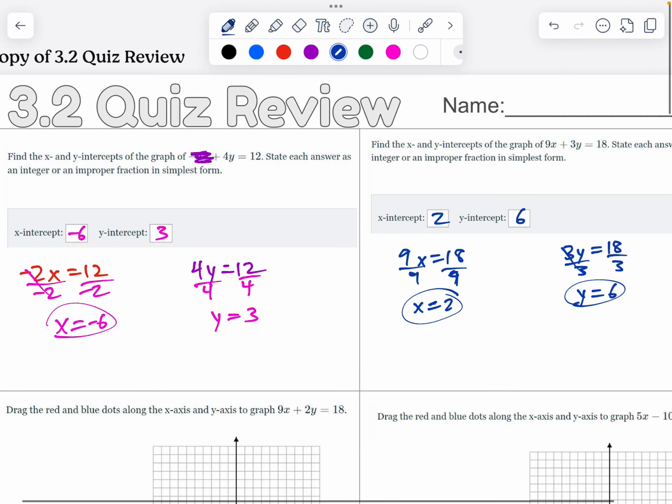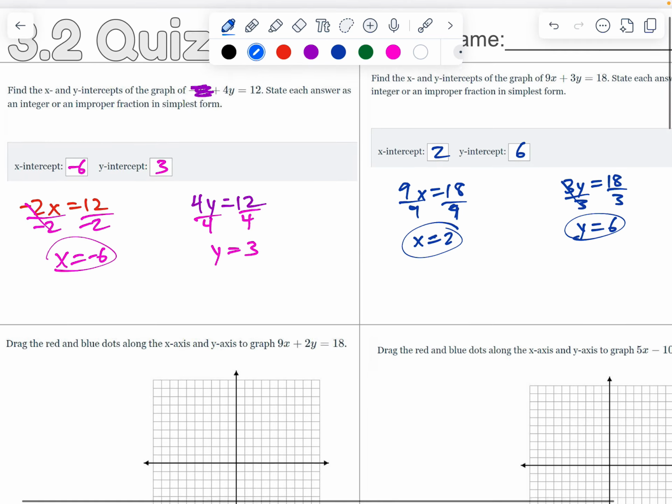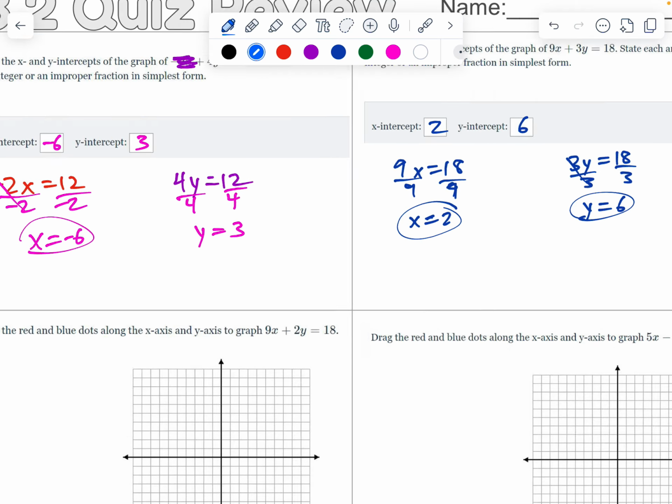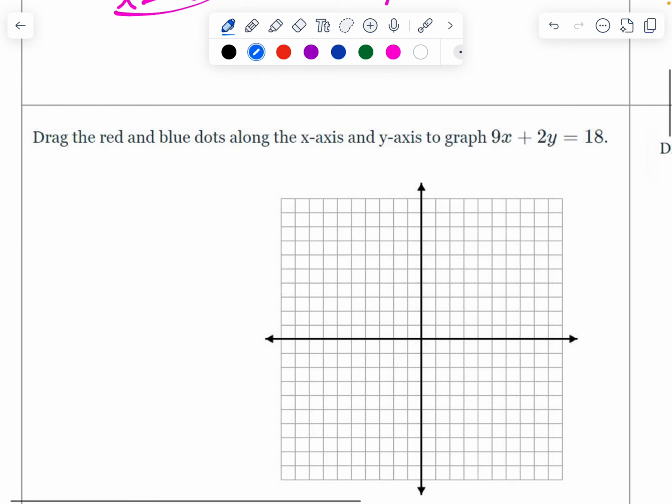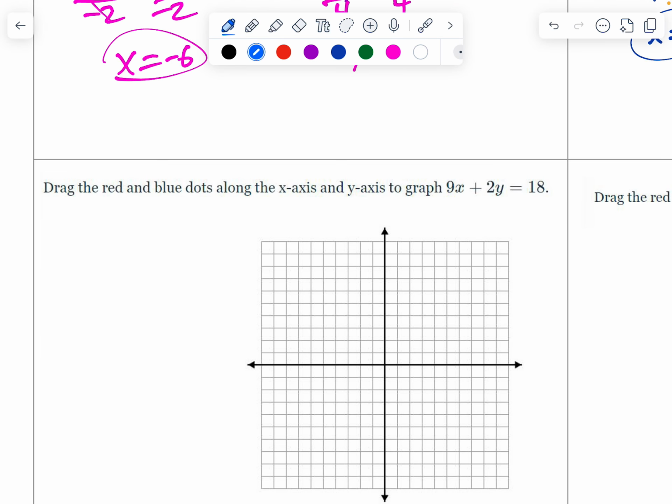Okay? And so when we go down to the next two, it looks different, but it's really not. Okay? So what you're going to be doing here is doing the same exact thing. Cover up the y. That's 9x equals 18. And then solve that. So divide by 9, x equals 2. So I can plot that on the graph.